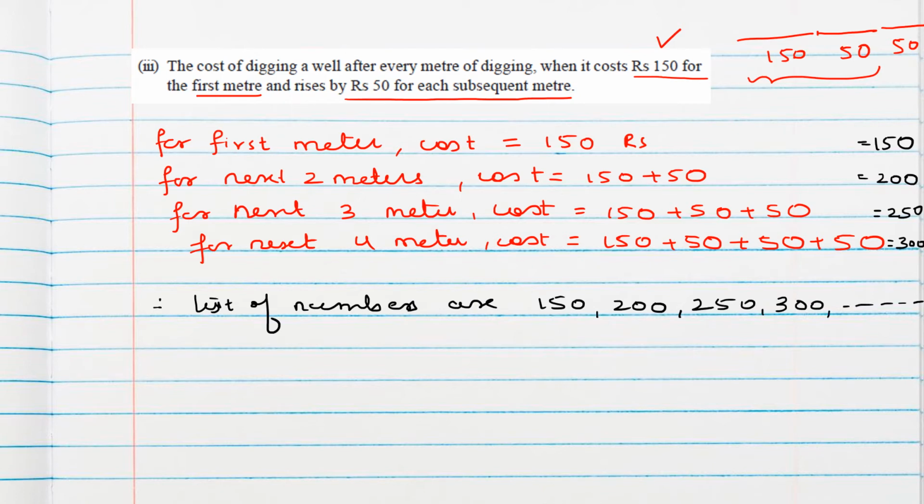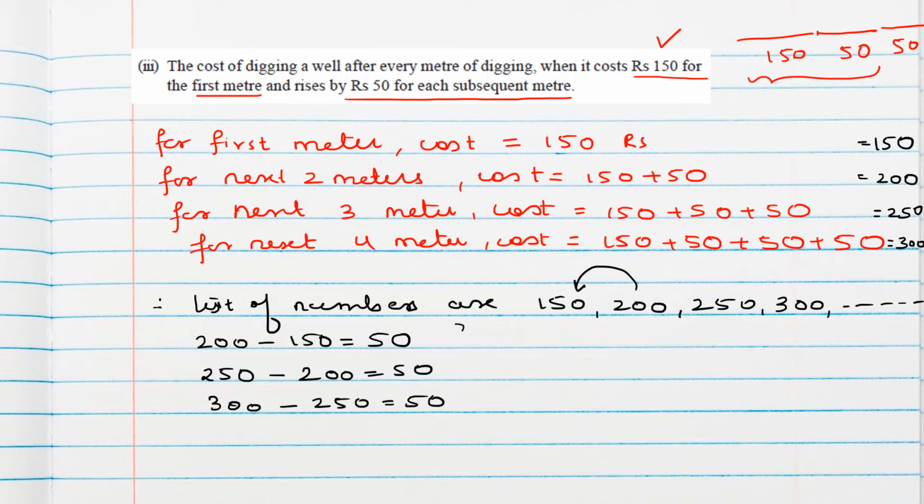Okay, so now you can find the difference: second to first, third to second, and fourth to third. So 200 minus 150 will give 50. From the third term, subtract the second term, you will get 50. From the next term, subtract the third term, you will get 50. So you can observe here this is constant. So we can write, since the difference is constant, therefore this is an AP.